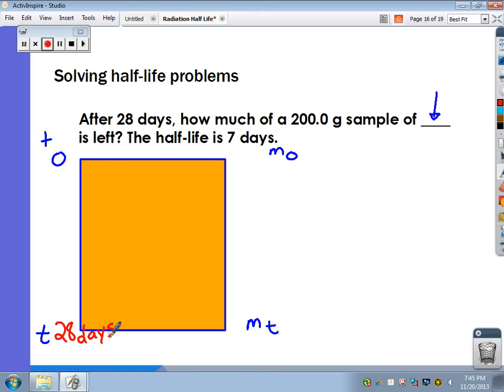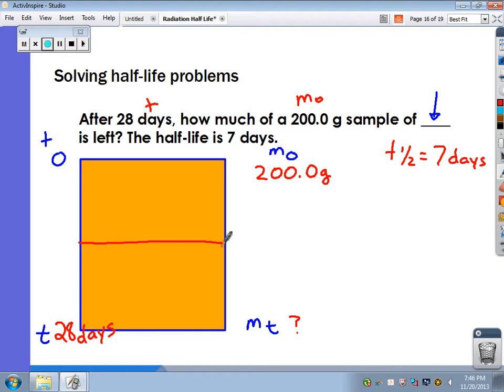How much of a 200-gram sample? Well, this is my original mass, so I have 200 grams up here. And they want to know how much is left. So this is your question mark. The half-life is 7 days. So t 1/2 equals 7 days. So what do you know? You know that it takes 7 days to cut the sample in half. So this is 7 days.